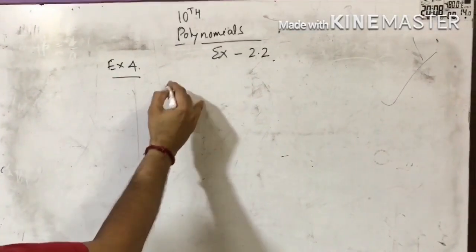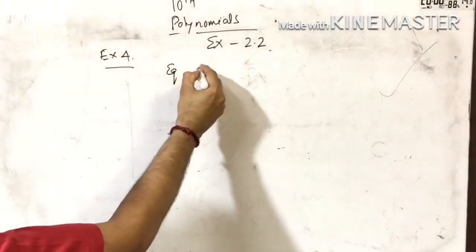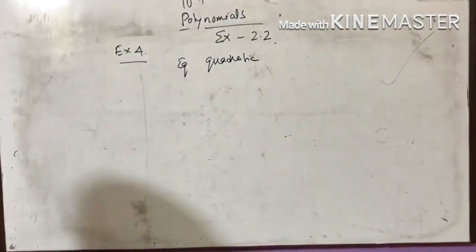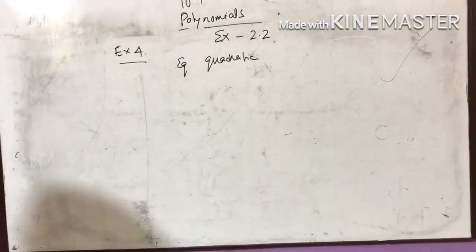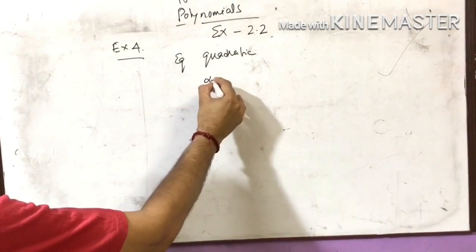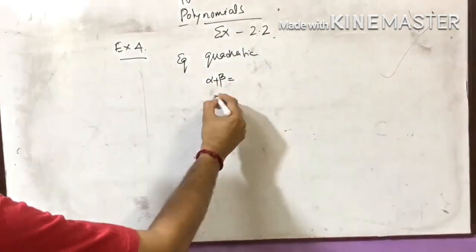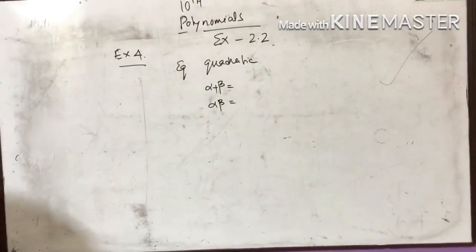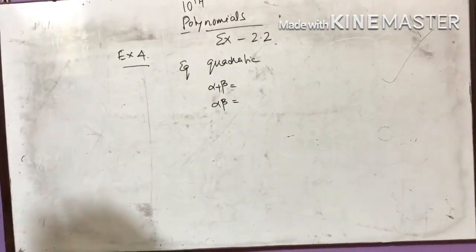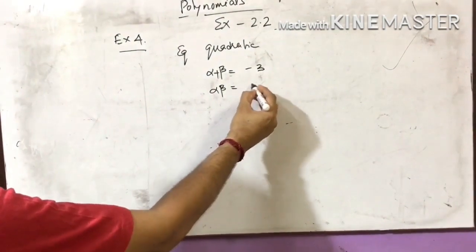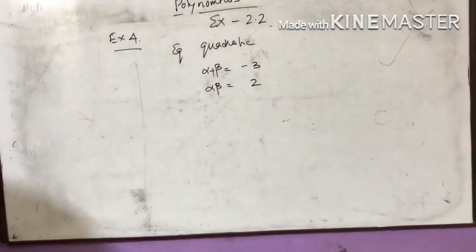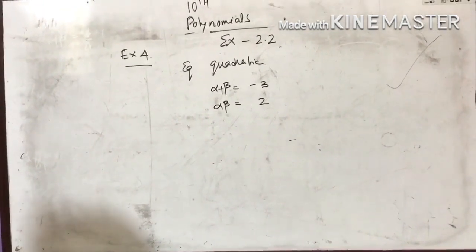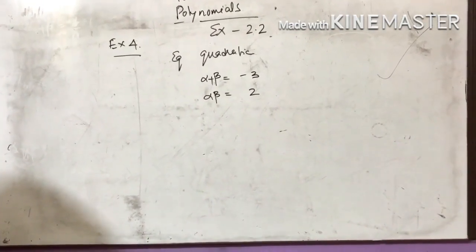In example number 4, you have to find the equation of the quadratic. Here we are given that the sum and product of the zeros are minus 3 and 2. The sum of the zeros is alpha plus beta, and the product of the roots is alpha into beta, whatever the roots may be. They have given you the sum of the roots, that is minus 3, and the product of the roots, that is 2. So you have to find the quadratic equation.